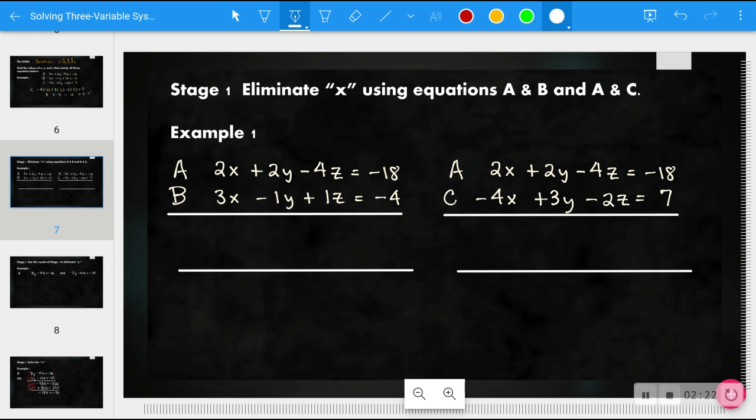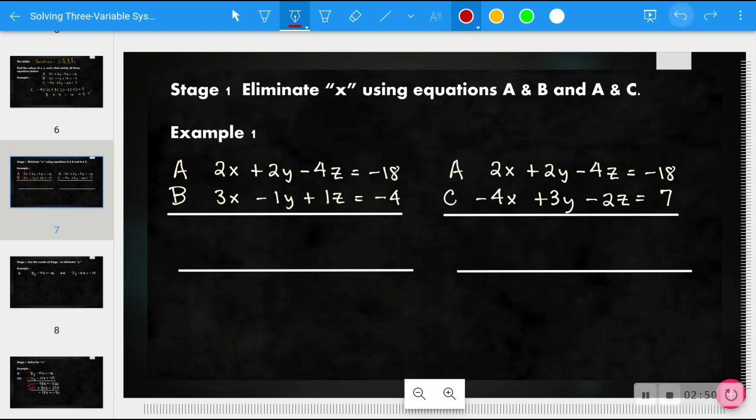Okay, step one, or stage one, is to eliminate the x from two pairs, and I make my students use A and B and A and C. So I have them ready to go here, side by side, A paired with B and then A paired with C. And you're going to get rid of the x in both equations. Now the goal here is to make the x cancel.